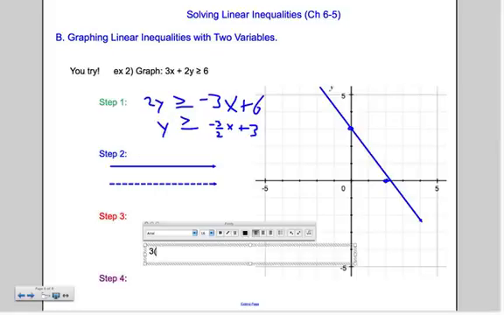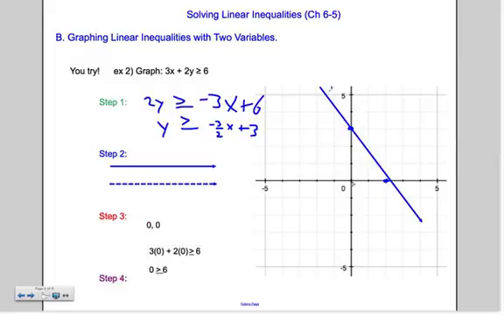3 times 0, right? Plus 2 times 0. Is that greater than or equal to 6? Well, 3 times 0, 2 times 0, they're both 0. So is 0 really greater than or equal to 6? No, that's not the case. So this is not part of the solution, so the other side must be.